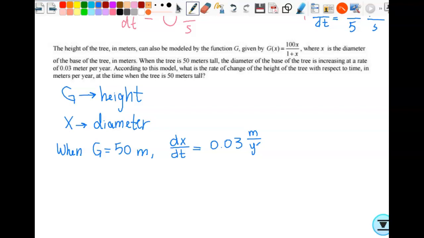All right, so according to this model, what is the rate of change of height? Okay, so what are we trying to find? There you go, dg/dt. That's why I made this note right at the beginning. Anytime they talk about height, that's g. So we're trying to find the rate of change of height with respect to time, so find dg/dt. That's my goal. When g is 50, at the time when it's 50 meters tall, so that's a height, they gave us g. And then given dx/dt, the rate of change of diameter.